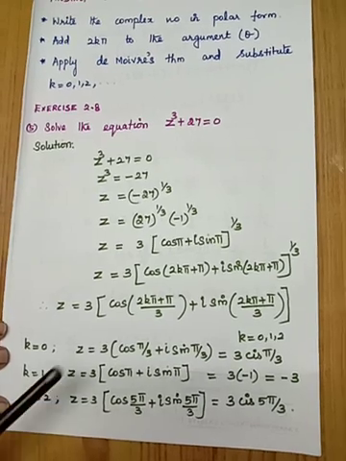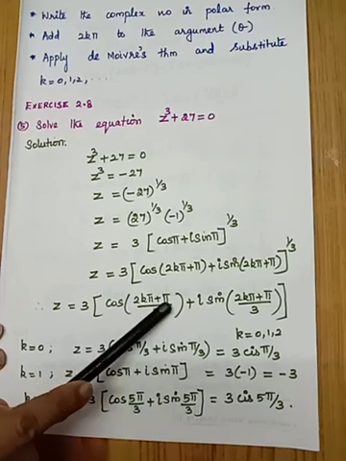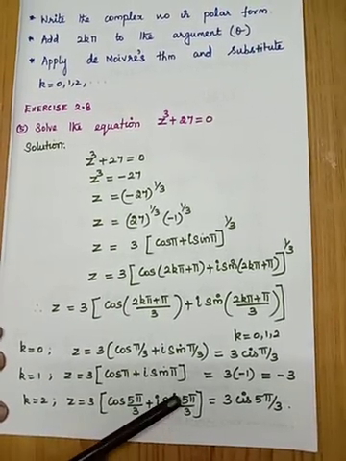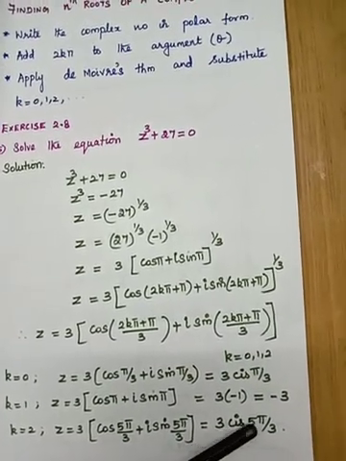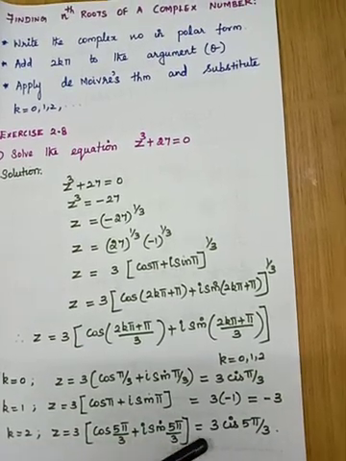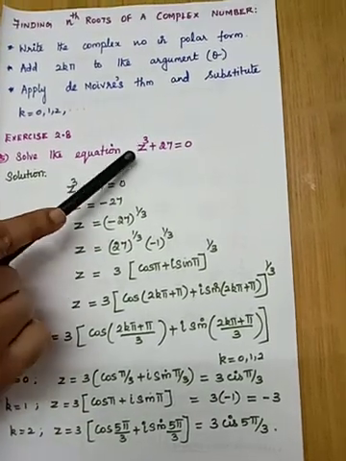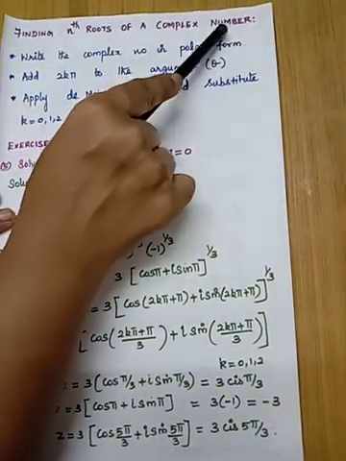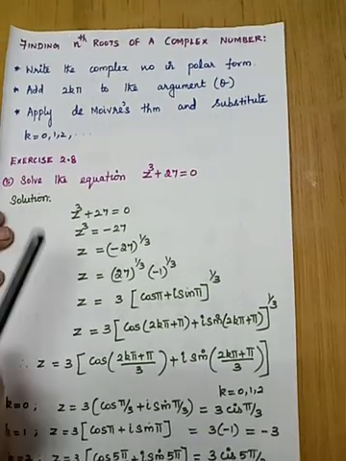For k is equal to 2, when you substitute 2, it is 4 pi plus pi. So that is cos 5 pi by 3 plus i sin 5 pi by 3, which can be written as 3 cis 5 pi by 3. You see the values: 3 cis pi by 3, minus 3, and 3 cis 5 pi by 3. So these are the 3 values of this equation.